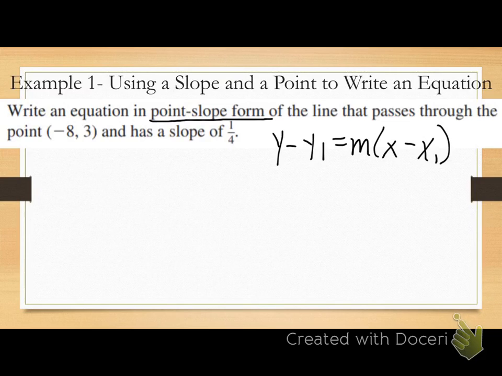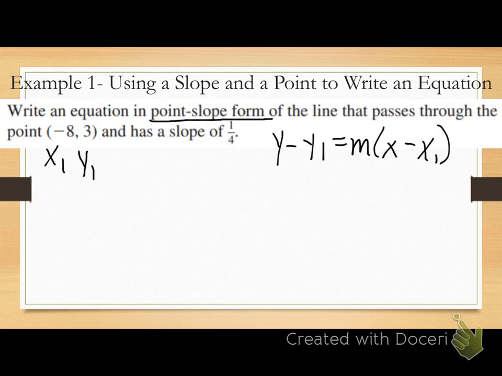In the ordered pair (-8, 3), is -8 an x value or a y value? X. So that's going to be my x1. In my ordered pair, is 3 an x or a y value? Y. So that's going to be my y1. So I just plug those two numbers in for x1 and y1, plug my slope in for m, and I've got my equation. Okay?